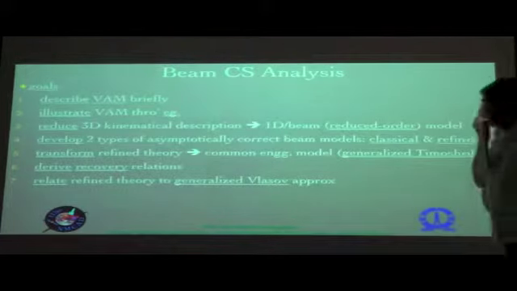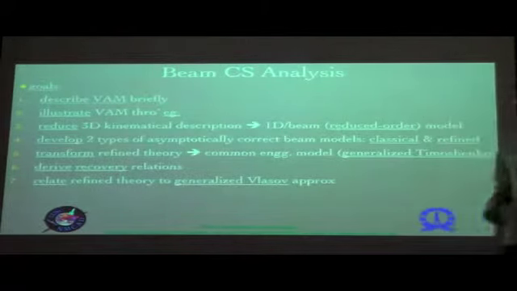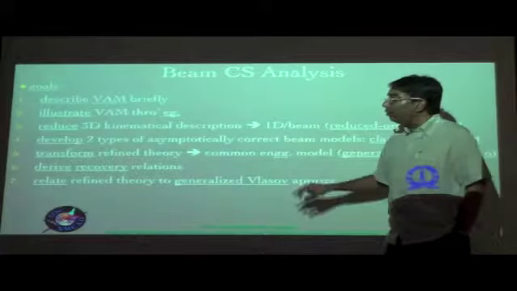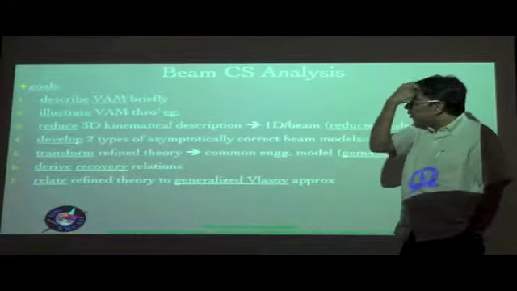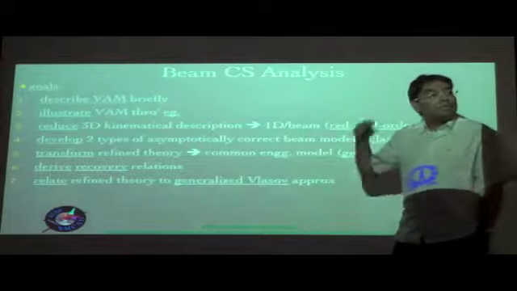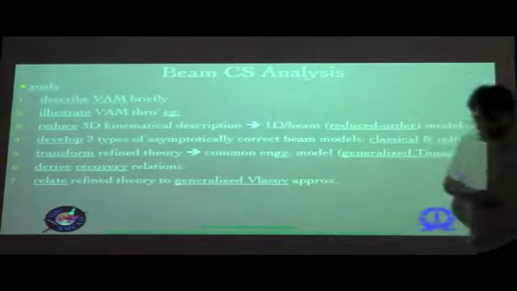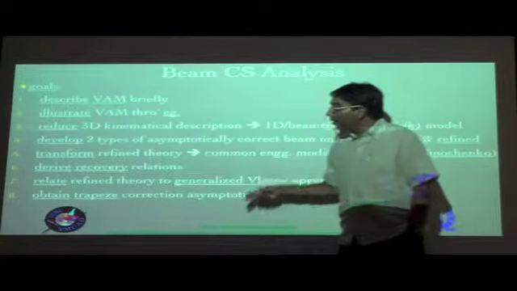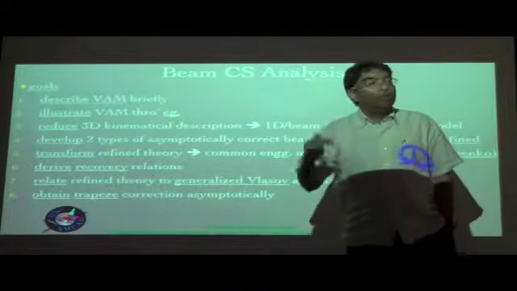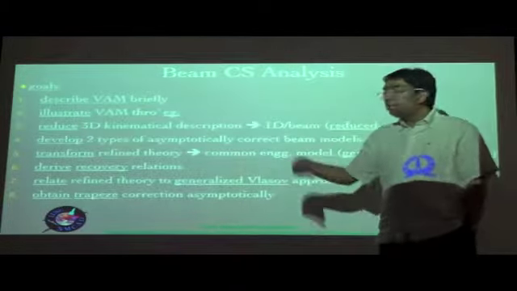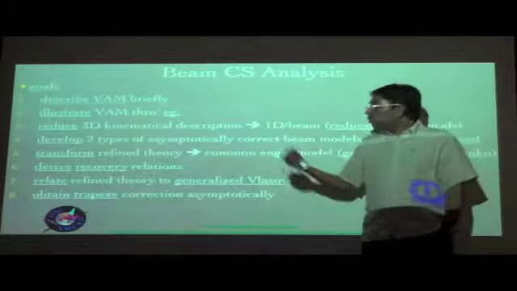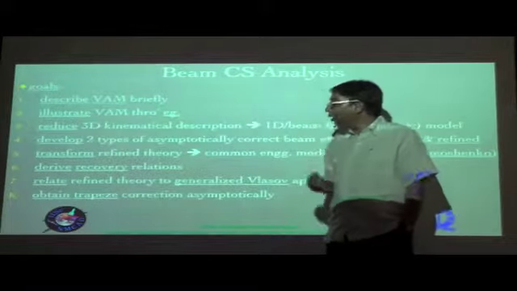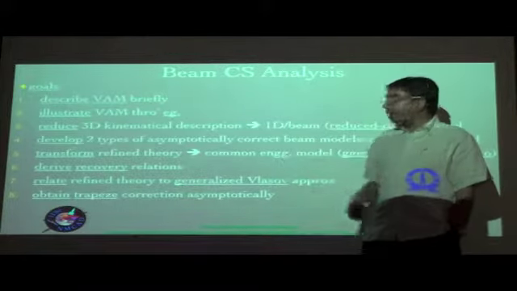Next, we relate the refined theory to the so-called generalized Vlasov approximation for class T beams. Probably we will not have time to get into this in this course, but those of you who are interested can look at those aspects, which are covered in detail in the book. And then we also obtain the trapeze corrections asymptotically. Again, this can be done in two different ways. One is a numerical approach using finite element analysis; the other is an analytical closed-form solution approach for class S beams, as well as a large number of class T beams.